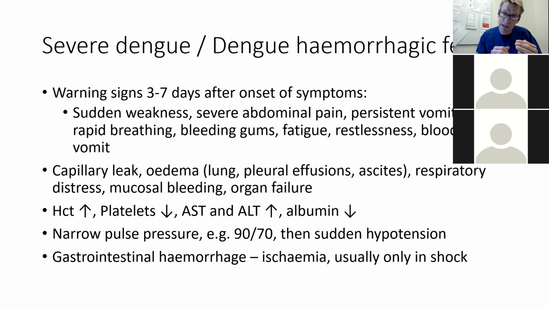But this narrow pulse pressure is a very important early warning sign, and that's why when we're teaching people to monitor the blood pressure, we need to be teaching them about the systolic pressure, the diastolic pressure, and the pulse pressure. They really should be looking at the pulse pressure. It's very important. And sometimes they have gastrointestinal hemorrhage. Now, not all children with severe dengue will have all of these manifestations, but many children will have a number of them.